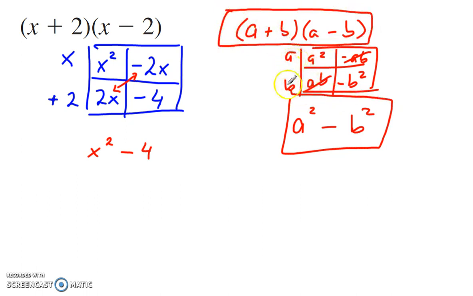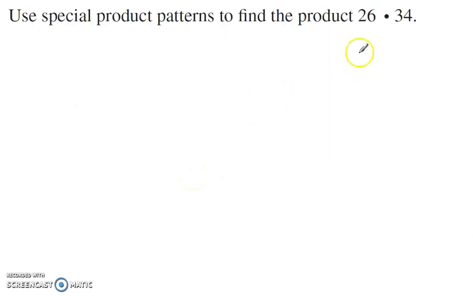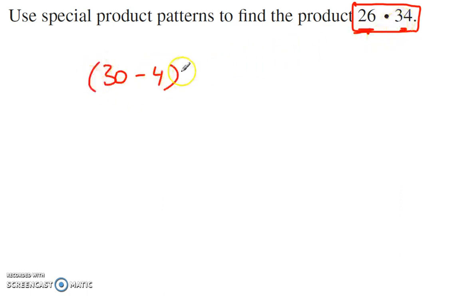These are quick shortcuts. You can always use the box method and you'll still get there, but that's a fast way of getting there. Now, you might use this in a problem like this. Use special product patterns to find the product of this right here. I don't know 26 times 34 off the top of my head if I don't have a calculator on hand. Here's a little something I could do. I could split that up. Say they're both close to 30. And I could recognize that 26 is 30 minus 4, and 34 is 30 plus 4.